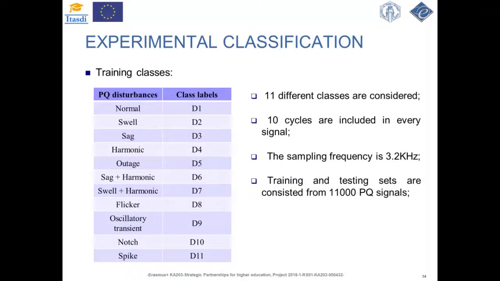11 different classes were considered, as it was shown in MATLAB. 10 cycles were included in every signal. The sampling frequency was 3.2 kHz. On the left side are given the classes that were considered: normal, swell, sag, harmonic, voltage, sag plus harmonic, swell plus harmonic, flicker, oscillatory transient, notch, and spike. The training and testing sets consisted of 11,000 power quality signals.